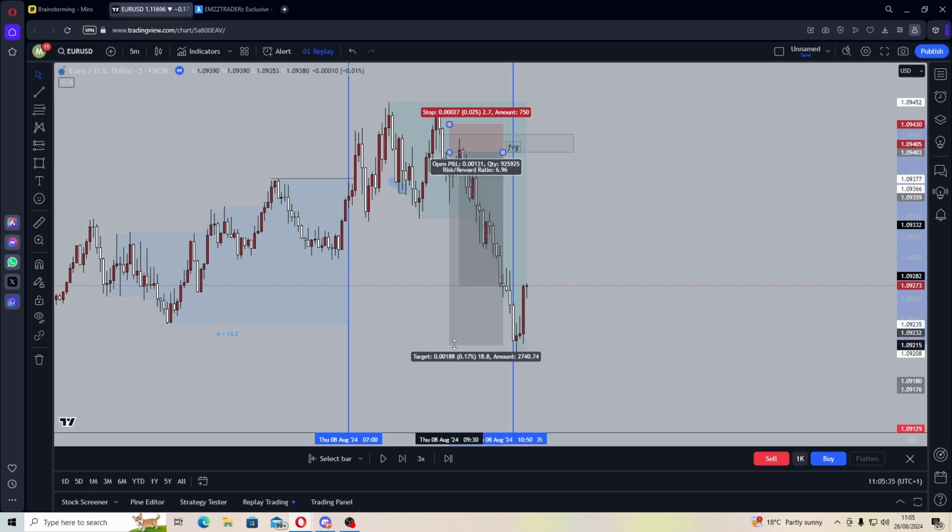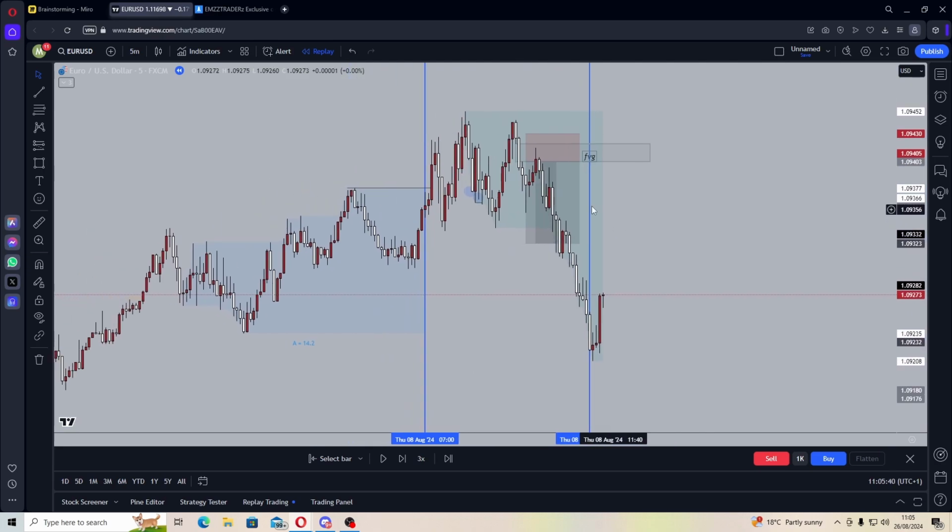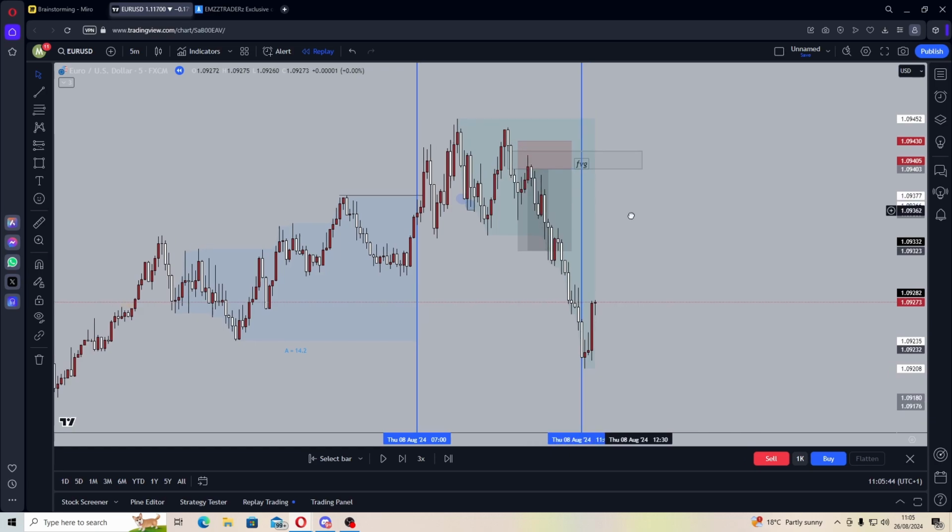We could have easily gotten a 1 to 7, all right? But we always cap out at 1 to 3 because this strategy is very good, and it has the highest win rate at a 1 to 3 risk to reward ratio.